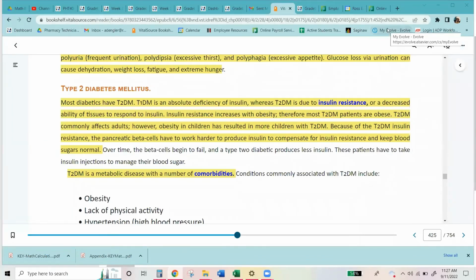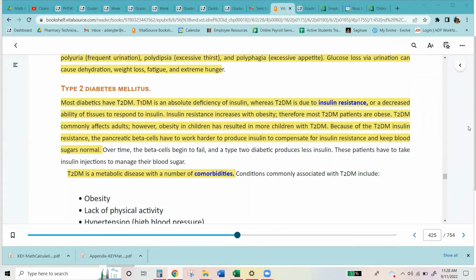Most diabetics have type 2 diabetes. Type 1 is an absolute deficiency of insulin, where type 2 is due to insulin resistance or a decreased ability of tissues to respond to insulin. Insulin resistance increases with obesity, therefore most type 2 diabetes patients are obese. This commonly affects adults, however, obesity in children has resulted in more of them with type 2 diabetes.